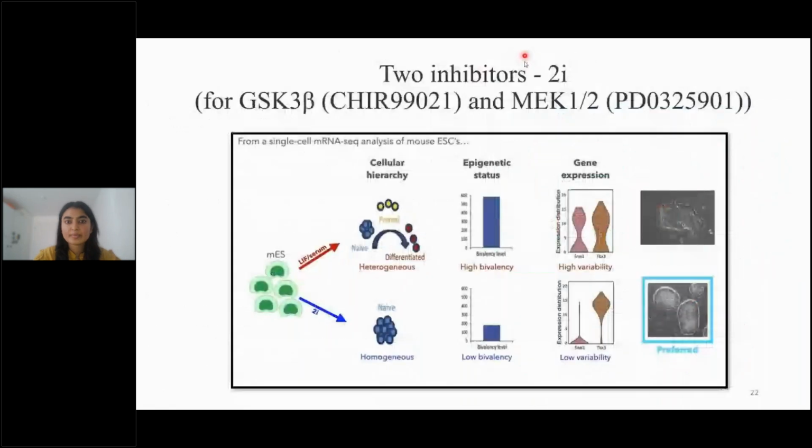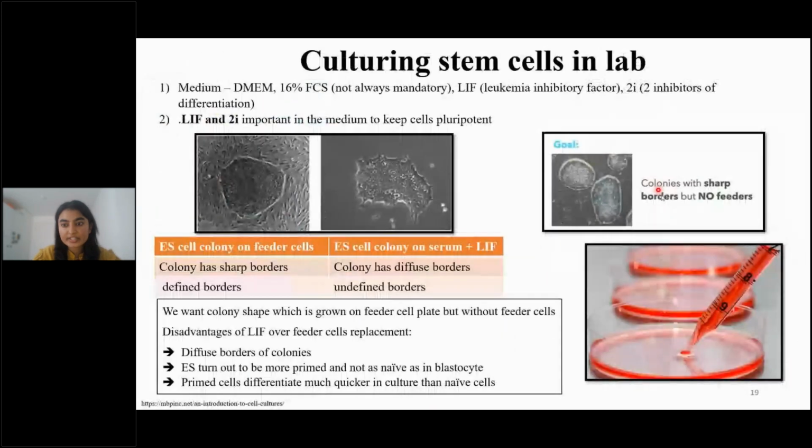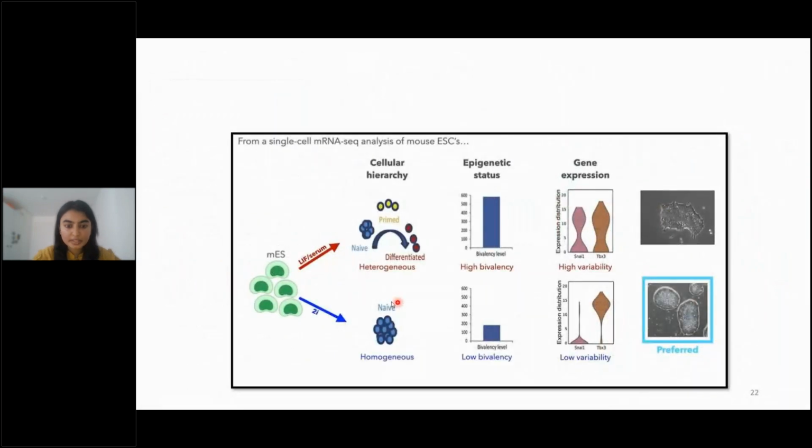Okay, then with this LIF, we are also going to add the 2i. What is 2i? 2i is basically called 2 inhibitors. So this 2i media is going to have 2 inhibitors, which are GSK3 beta and MEK 1. So these 2i basically help the cell to, so wait 1 second. Here we saw we need colonies with sharp borders but no feeder layer, right? So something nice, this, but no feeder layer. So this is what basically 2i does. It basically gives nice homogeneous naive cells.